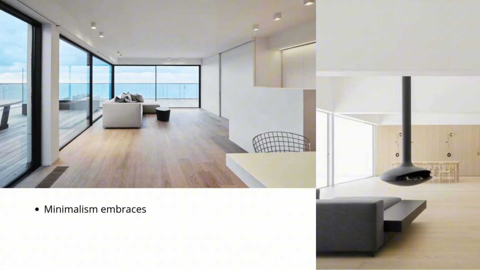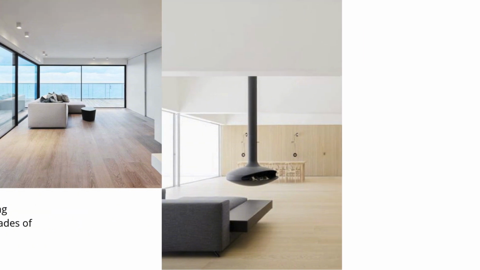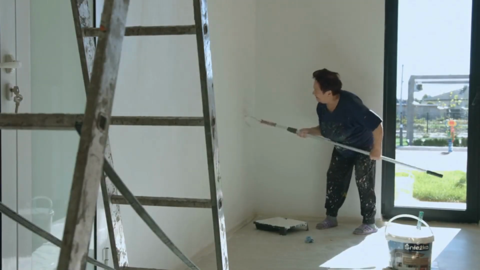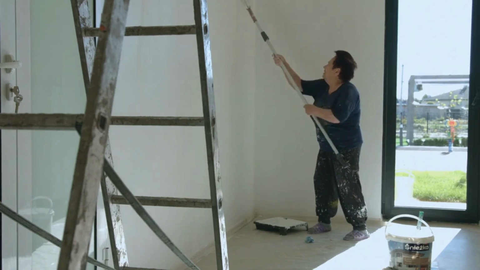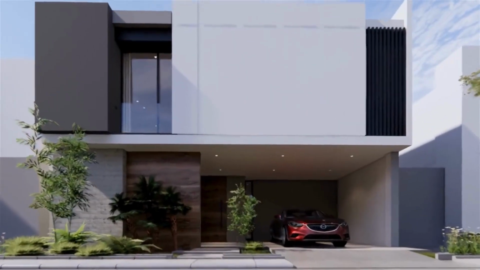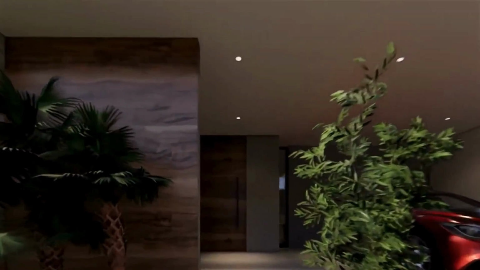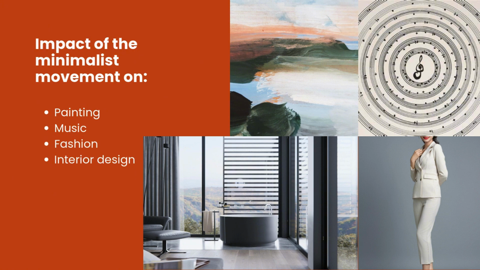Regarding the color palette, minimalism favors neutral tones, giving depth to its spaces through different shades of the base color. Although the materials used are few, as the style adheres to a limited catalog, contrasts are achieved by hierarchizing an element through textures or juxtaposing planes, whether extruded or recessed. The minimalist movement had such an impact that it extended even into painting, music, fashion, and interior design.